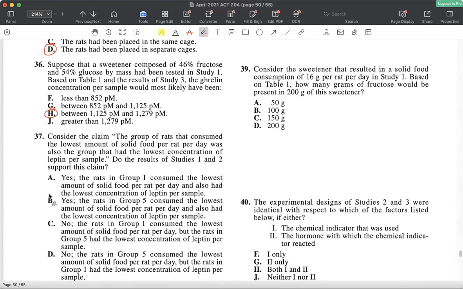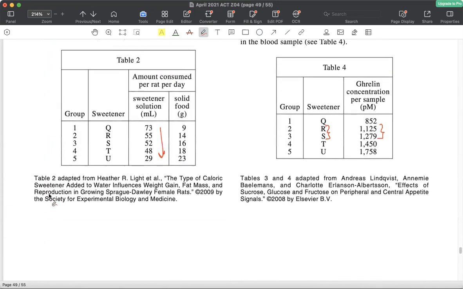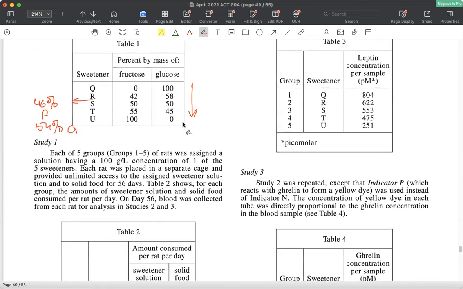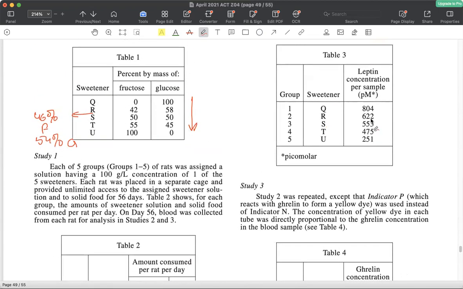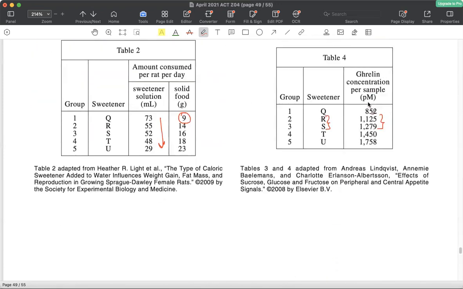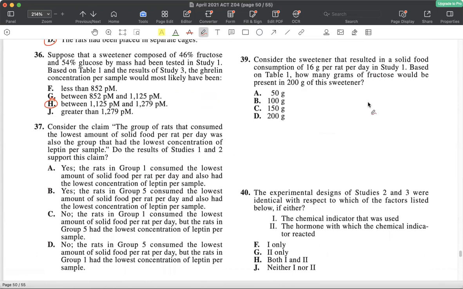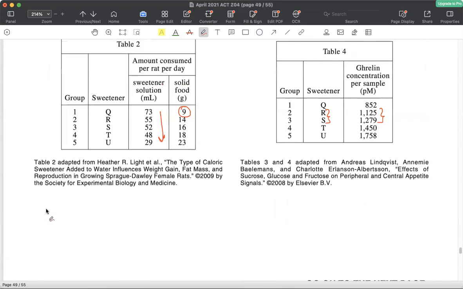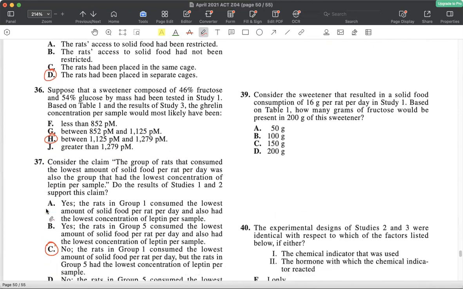Consider the claim: the group of rats that consumed the lowest amount of solid food per rat per day was also the group that had the lowest concentration of leptin per sample. Do the results of studies 1 and 2 support this claim? The lowest amount of solid food is group 1, and they actually have the highest leptin concentration, so that's not true. No, the rats in group 1 consumed the lowest amount of solid food, but the rats in group 5 had... So it's C, right? Group 1 had the lowest solid food consumption. Yeah.